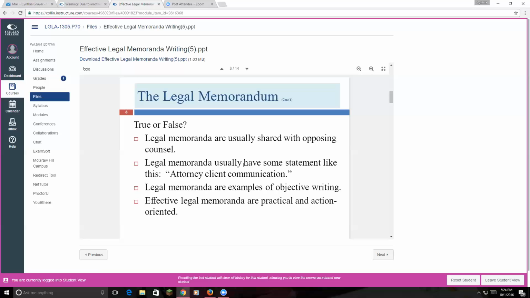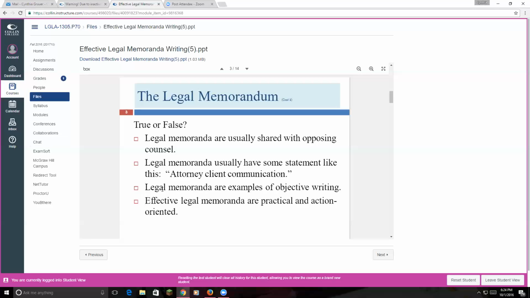And so if the court is on the bubble, not sure if the judge is going to prohibit this document from being shared or not, having that language could be the tiebreaker. And so those are the reasons that we want to include that language in a legal memorandum. Okay, so the answer is yes, but you're going to write it better than this. You're going to say attorney-client communication and/or attorney work product.